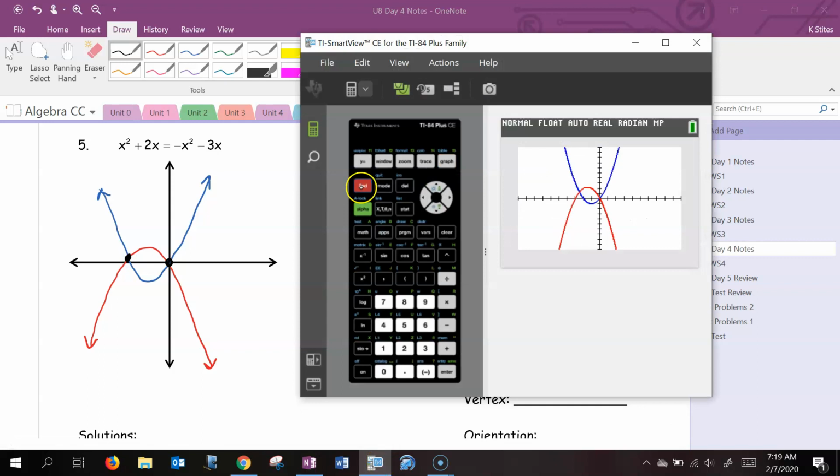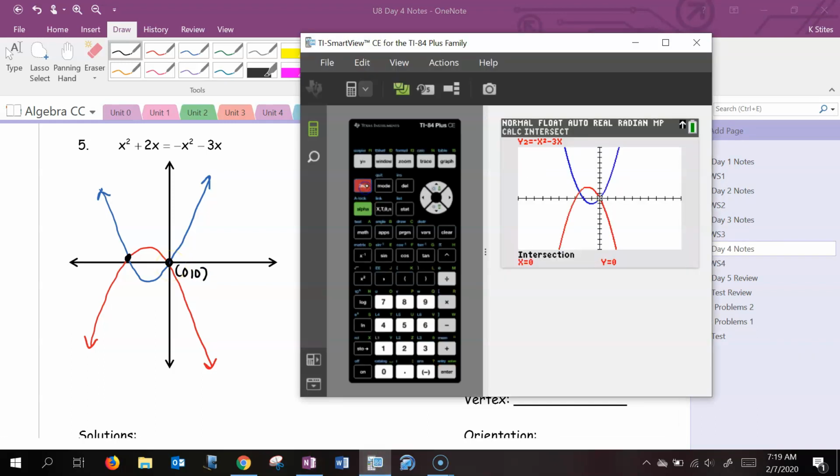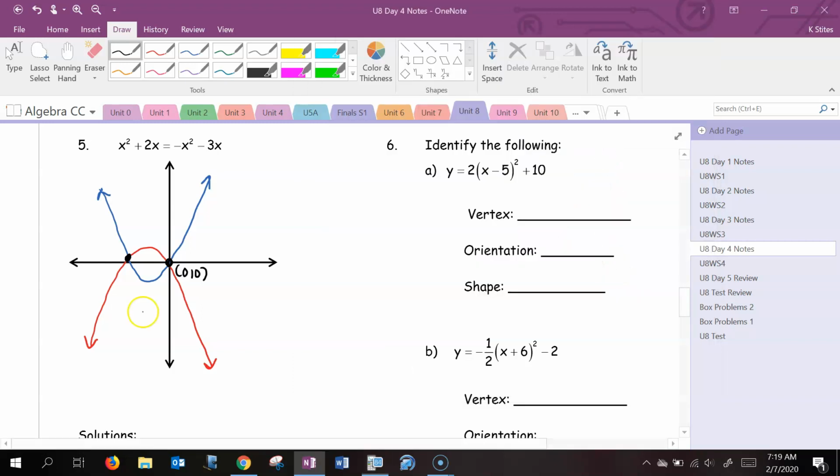Okay, here we go. Second trace 5, enter, enter, enter. One intersection is at 0, 0. So you may want to redraw your graph a little bit if you don't have it at the origin. Second trace 5, move our cursor over to the other one. Enter, enter, enter. And that's a negative 2.5, 1.25.